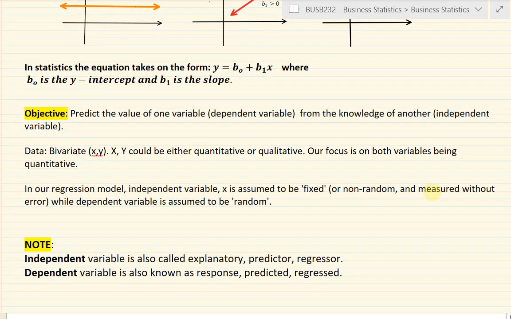Now, some of the terminologies that we use with independent and dependent variables: independent variables are also called explanatory, predictor, and regressor, while dependent variables are known as response, predicted, and regressed. Those who go with regressor on the independent call the dependent variable regressed. Those who call the x predictor call the y predicted. Let me add this in here, that's going to be your x, and this is going to be your y variable.